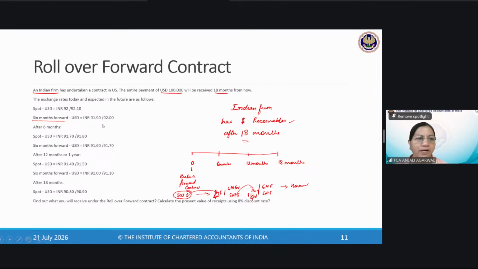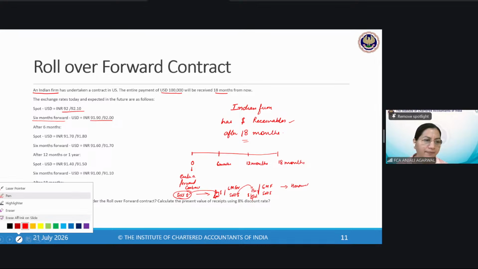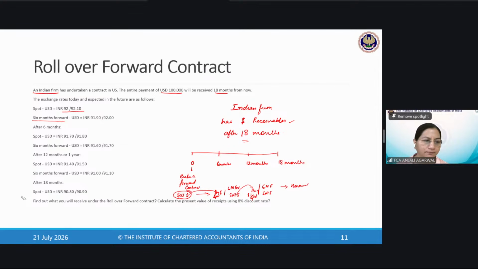So let us look at what the price of dollar is today. Spot price is 92 and 92.10. So you have the bid and the ask. After 6 months, forward is available for 91.90 and 92. So today what you're going to do is enter into a forward contract to sell your dollars. So will the bid be applicable or ask? You will enter into a forward contract to sell your dollars at 91.90. Okay. So you have entered the first step.